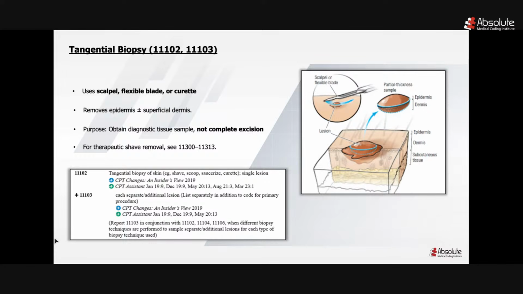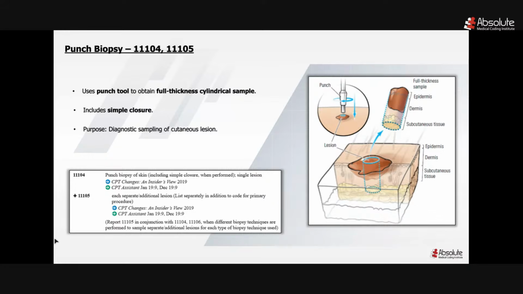So now let's move on to the next topic, the punch biopsy. The punch biopsy uses a punch tool to remove a full thickness cylindrical sample of the skin, and it includes your epidermis, dermis, and sometimes a bit of the subcutaneous tissue.